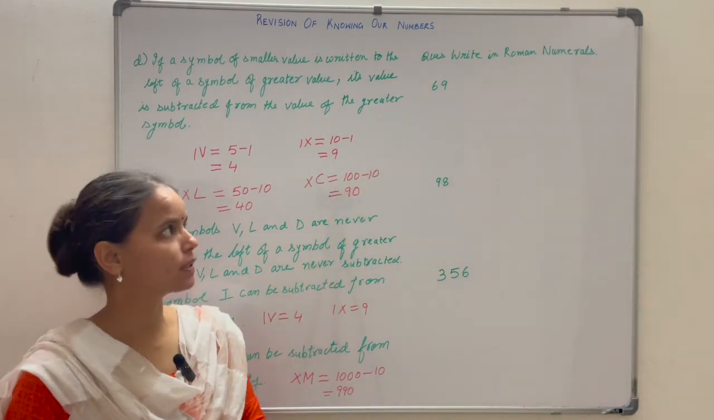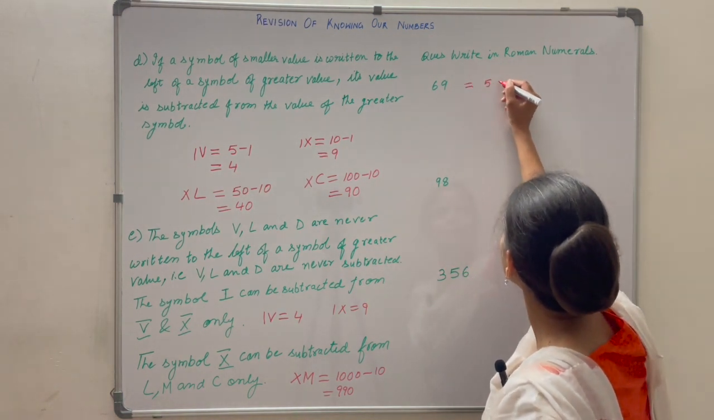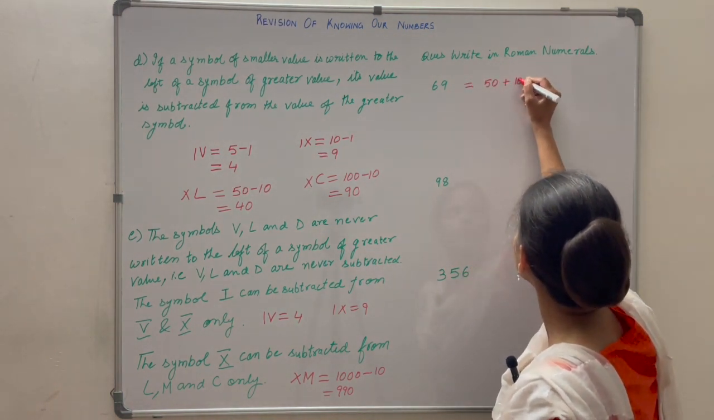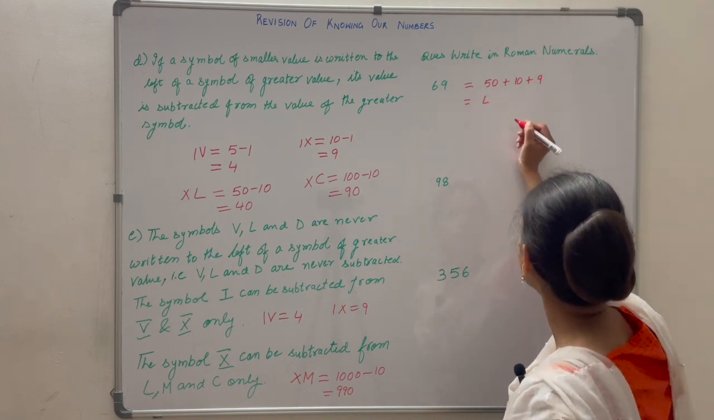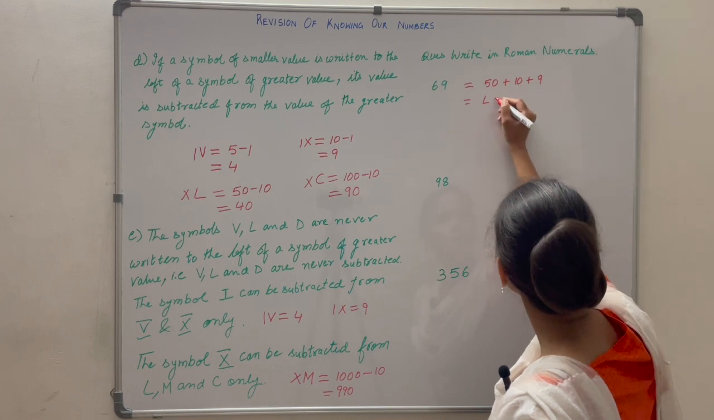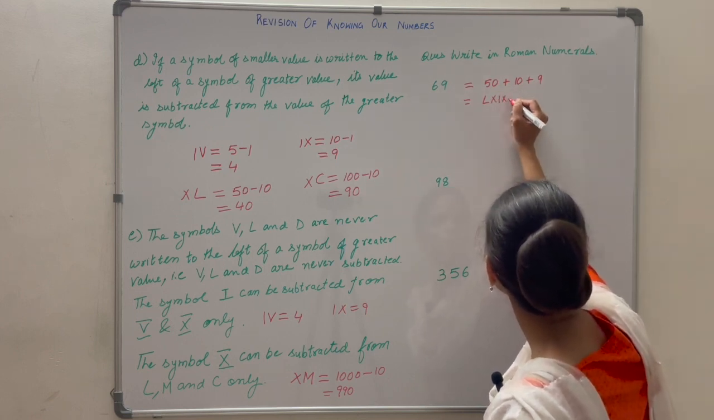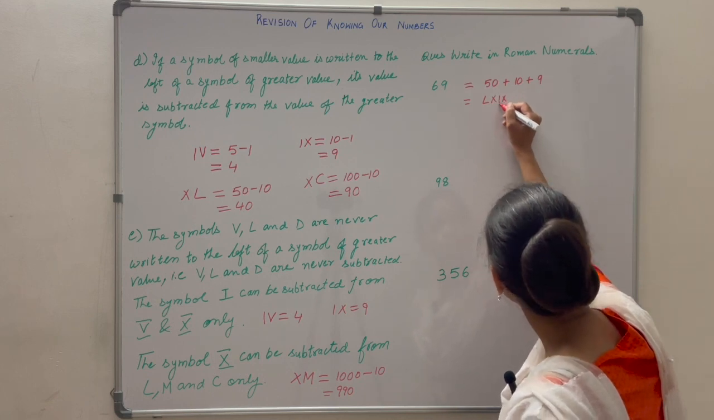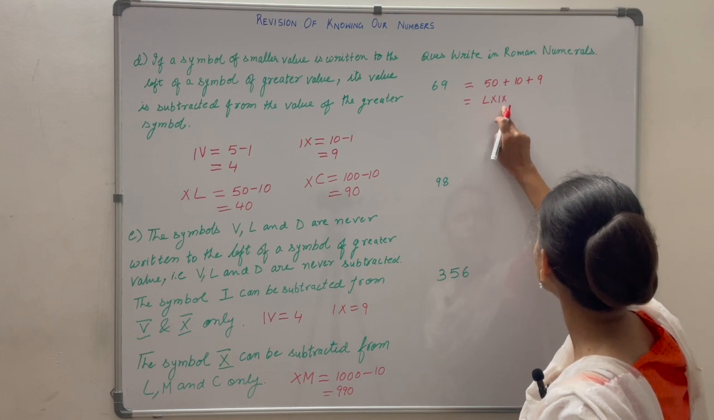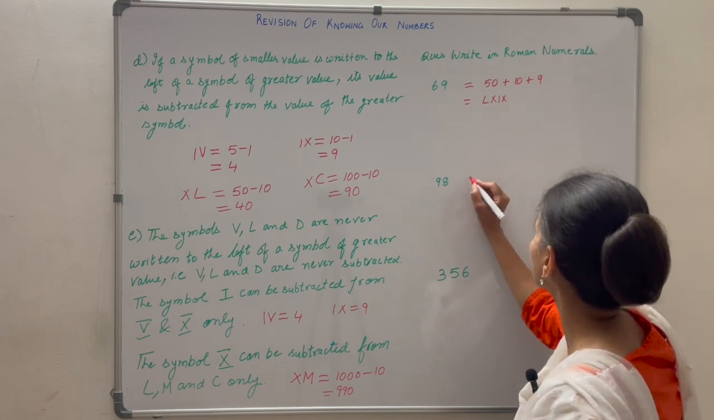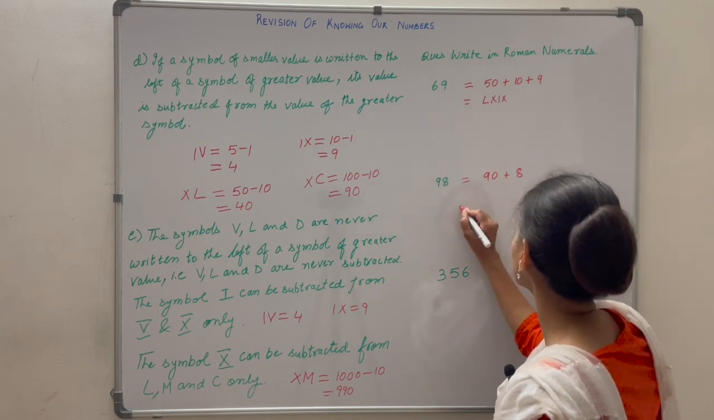Now let us take these questions. Write in Roman numerals. 69. It can be written as 50 plus 10 plus 9. 50 is represented with L. 10 has to be added means it is towards right side. 9 has to be added means it is towards from 10. If you put I here, it will be 9. So this is 50 plus 10, 60 plus 9. So 69.